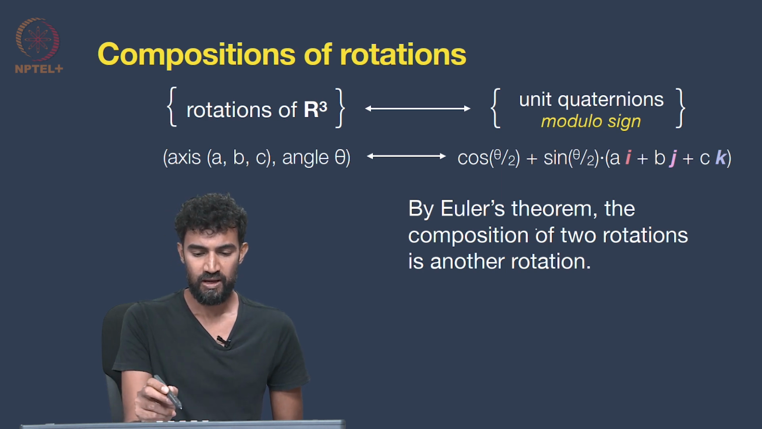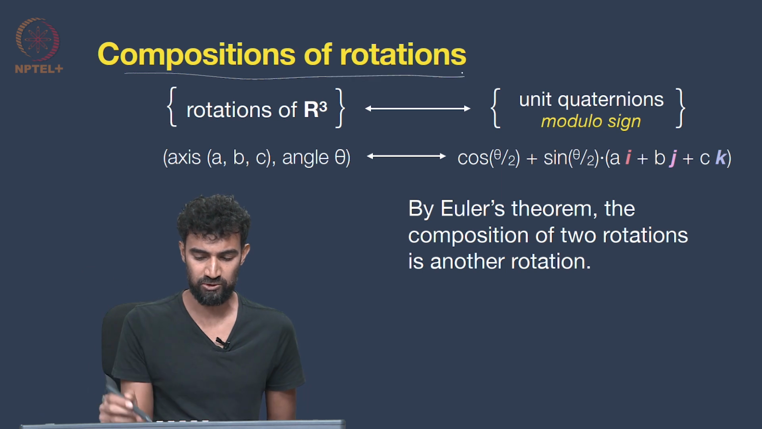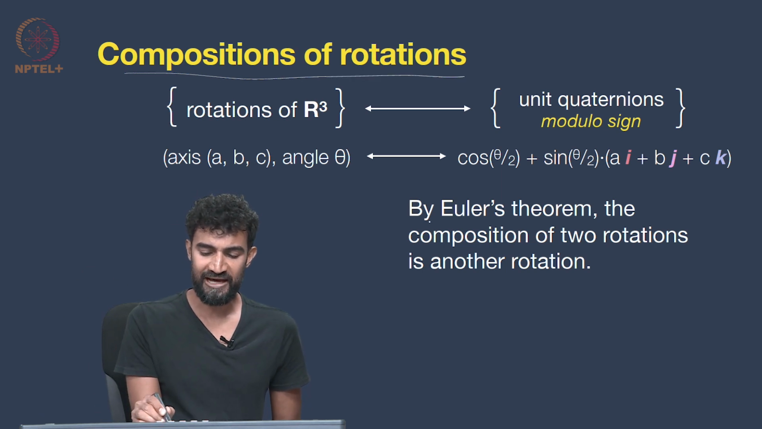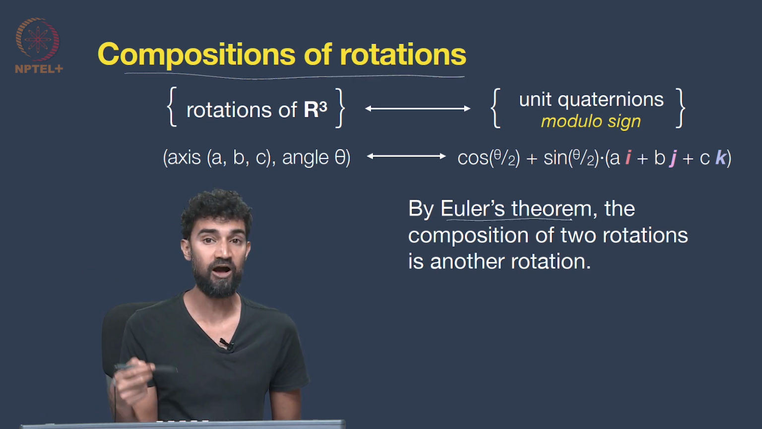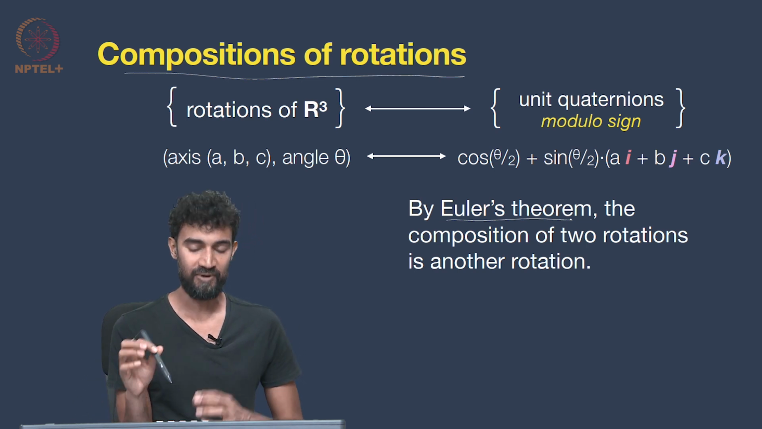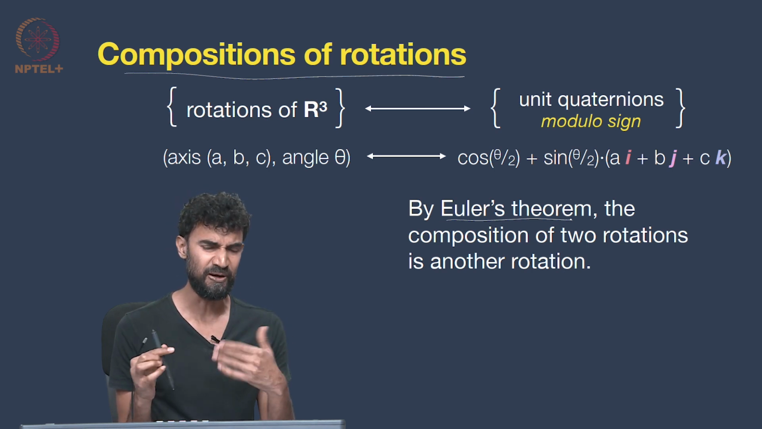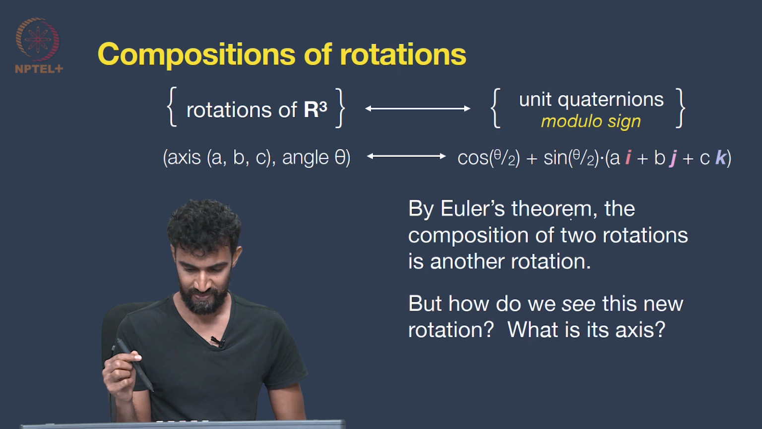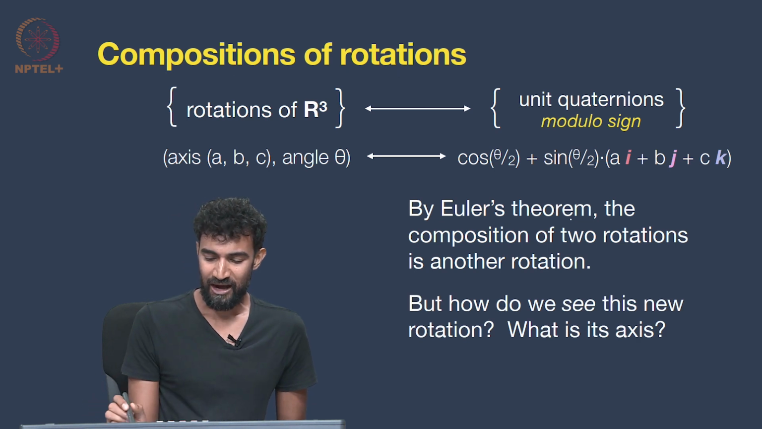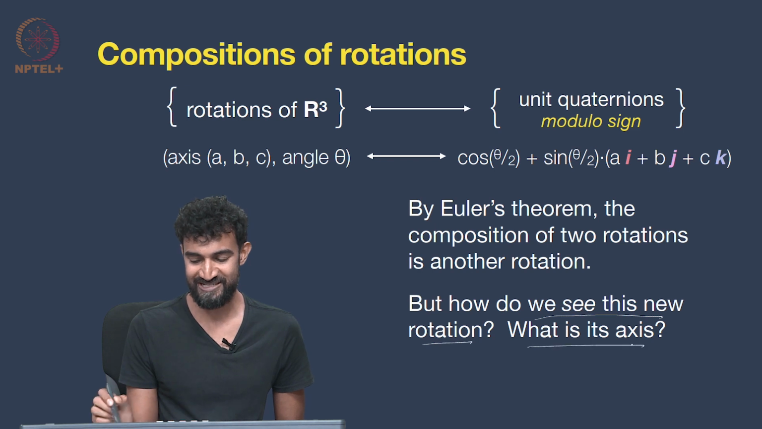So first of all, I want to go back to the idea of composing rotations. Remember that by Euler's theorem, the composition of two rotations is another rotation, right? Two rotations of the sphere, if we compose them, that's actually just a rotation of the sphere about some new axis. But how do we see this new rotation? And how do we see its axis?